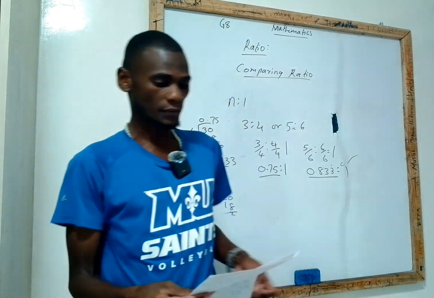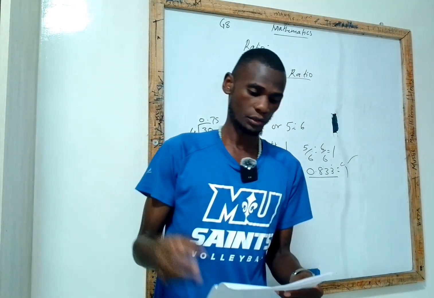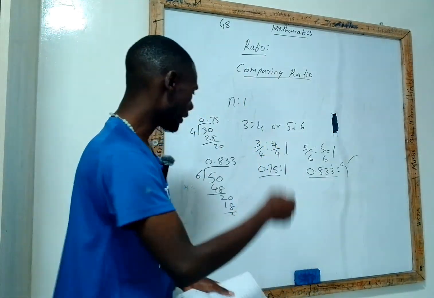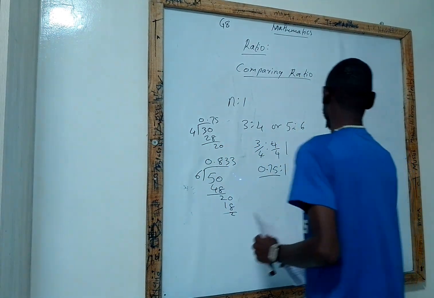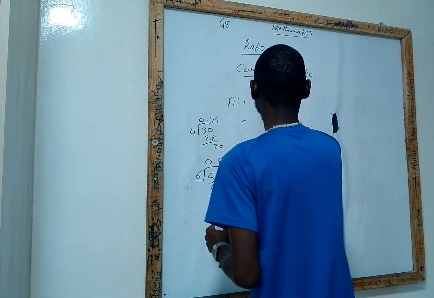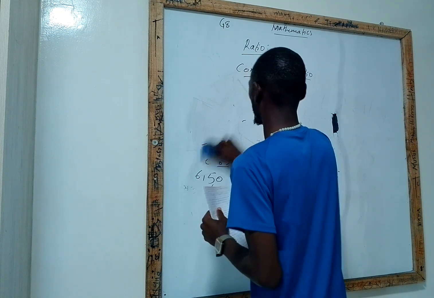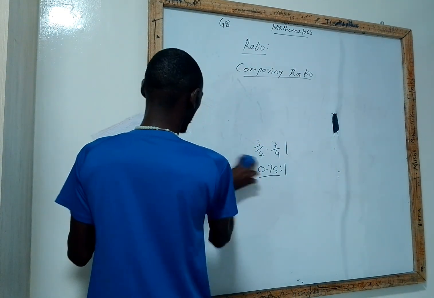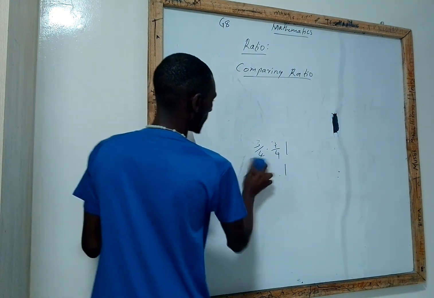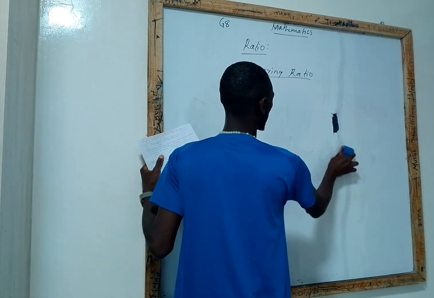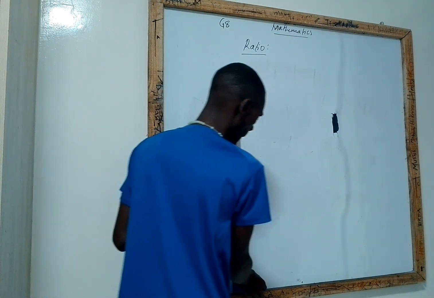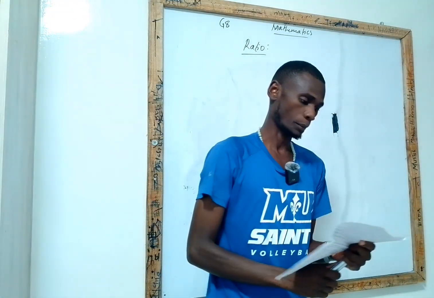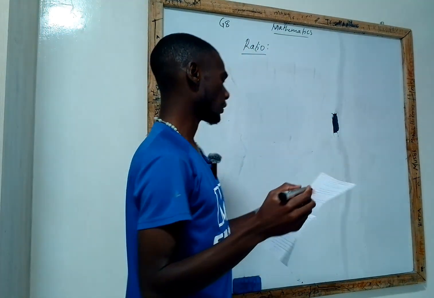So let me look at dividing quantities in a given ratio. You have been given some quantities and you are told to divide them in a given ratio.